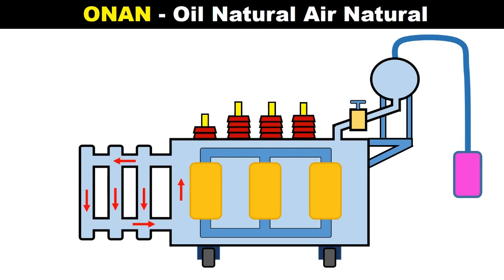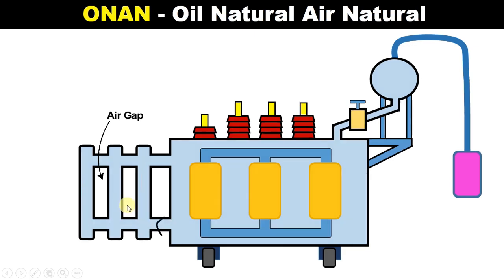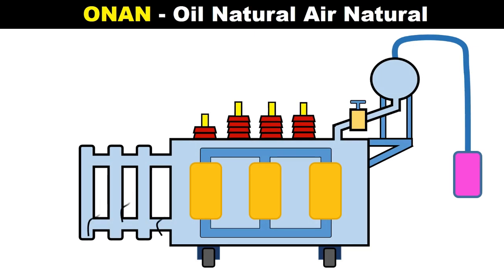And as you can see here in this radiator, in between there is an air gap. Air always passes through these. So if transformer oil is heated up, it flows through this path, and from these gaps, atmospheric air passes, which results in cooling of transformer oil. If your transformer cools down automatically in this way, then it is known as ONAN type of transformer.